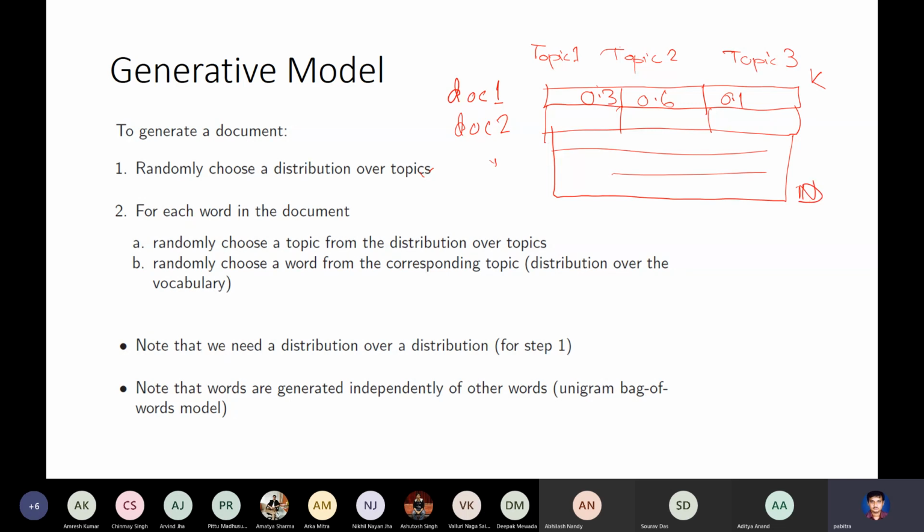Okay, so what we first do is that suppose I want to generate doc1, the words in doc1. According to this probability, I pick up any one particular topic. Say I pick up topic 2. And after I have picked up topic 2, by the way, this distribution of topics over documents, this also I have got from some other distribution. I'll discuss that. This we have got from another distribution itself.